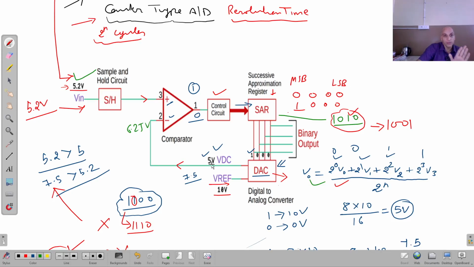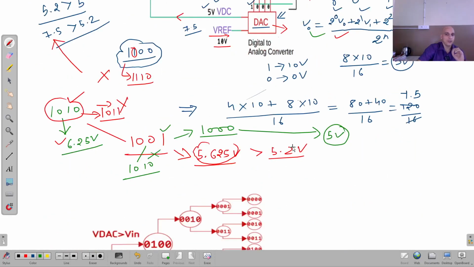The converter will not stop here. It will try all the possibilities, right? And in the end, when we reach this point, it means this is the nearest possibility, and now we can't go further than this, right? 5 volt is lower than this one. Now we were on the higher side, and we are going to the lower side because 5 volt is now less than 5.2 volt.